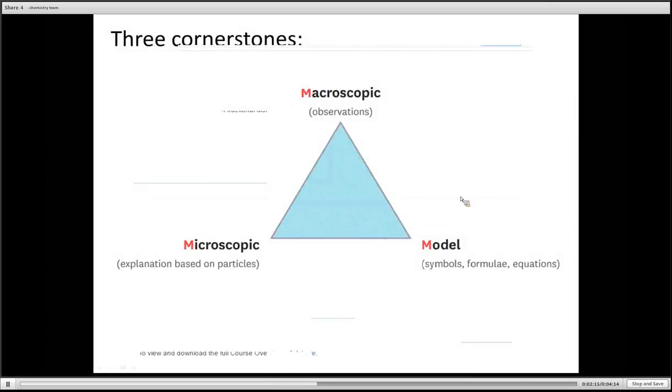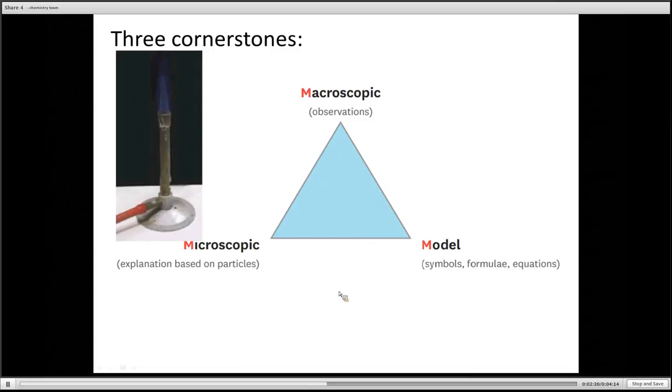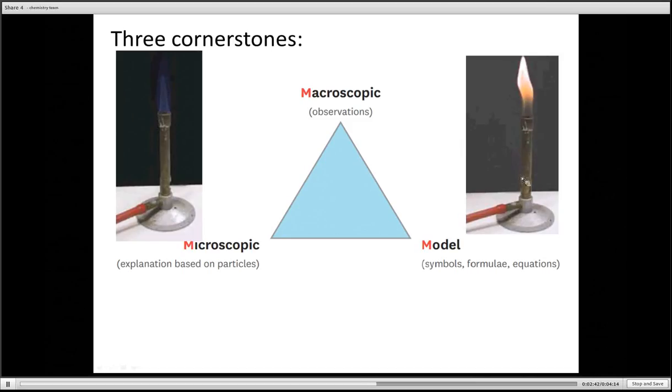Again, the 3 cornerstones of chemistry. So the macroscopic, what you're going to be focusing on in this module is complete and incomplete combustion and its health effects, and how we also get all the different types of petrols and diesels and so on from crude oil. So your macroscopic properties is, for instance, the blue flame of complete combustion compared to the yellow flame for incomplete combustion, and then the microscopic is how we explain it.